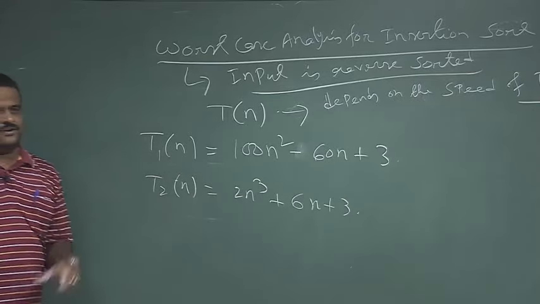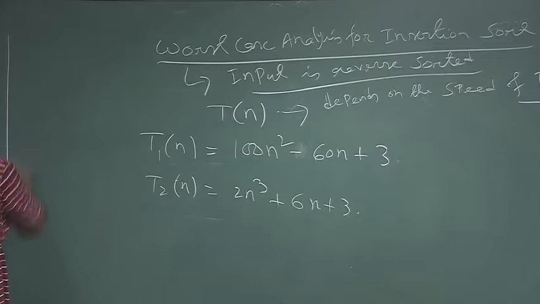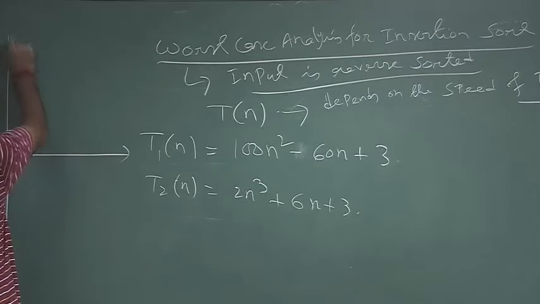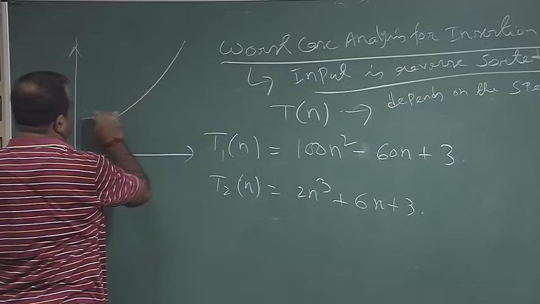Now, which one is better? This is my code, this is my friend's code. So, if you draw this with respect to n, one will be like this, another will be like this.